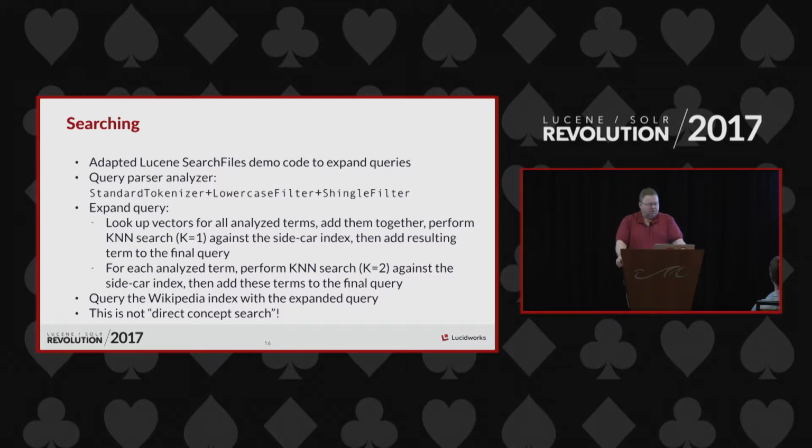Note that this is not direct concept search, so I've done a bit of a bait and switch here. As I said, my initial intent was to have a single index that I could directly query against using word embedding vectors, but that was not to be.